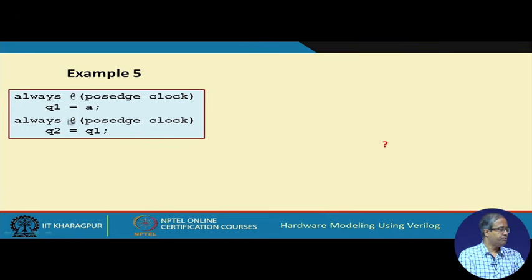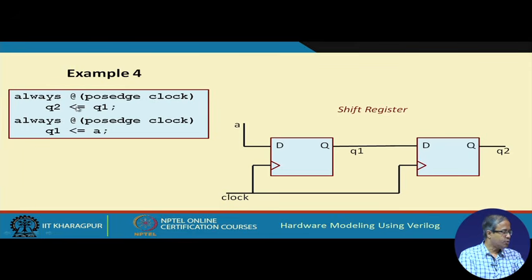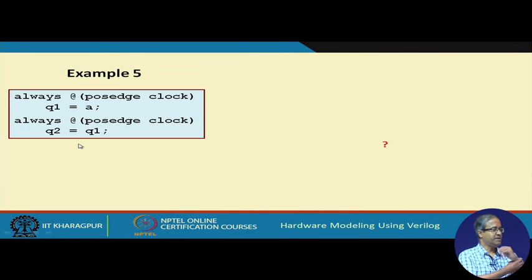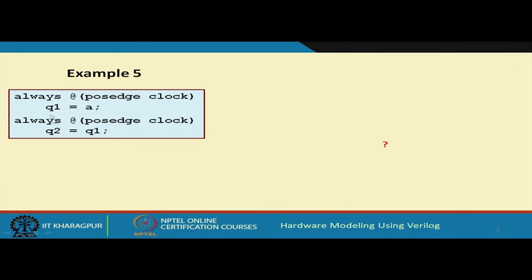But if you put the same code with blocking instead of non-blocking, what will happen? Let us understand. Here there are two different always blocks. In the earlier case the two statements were inside a single always block, which means they were executing one after the other. But here there are two different always blocks, they are executing concurrently. Maybe there are blocking assignments, but Q1 equal to A and Q2 equal to Q1 will both be executing together whenever the positive edge of the clock comes.